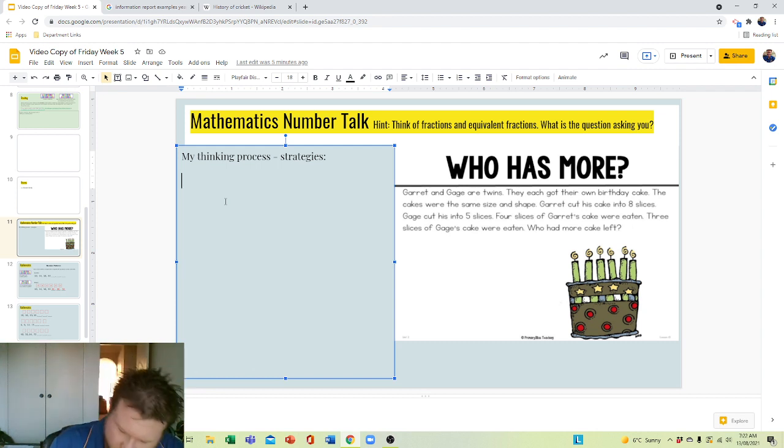And how many did he take? 4. 1, 2, 3, 4. And how many slices of cake were eaten in Gage's? Wait, Gage cut 5. 4 slices of Garrett's cake were eaten. 3. Okay.